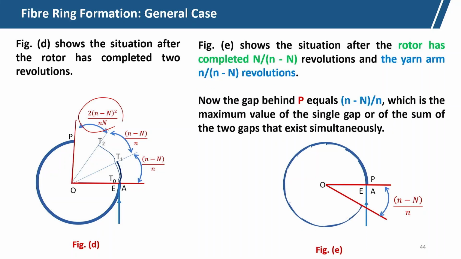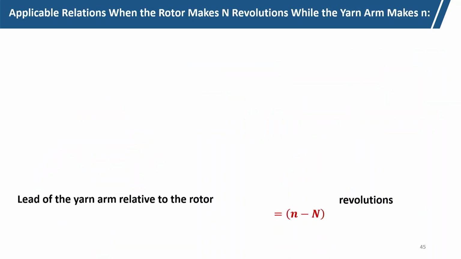Figure E shows the situation when the rotor has completed N by N revolutions and the yarn arm N minus n by n by N revolutions. So, the new gap behind P is N minus n by N, which is the maximum value of the single gap, and the sum of the two gaps that exist simultaneously.